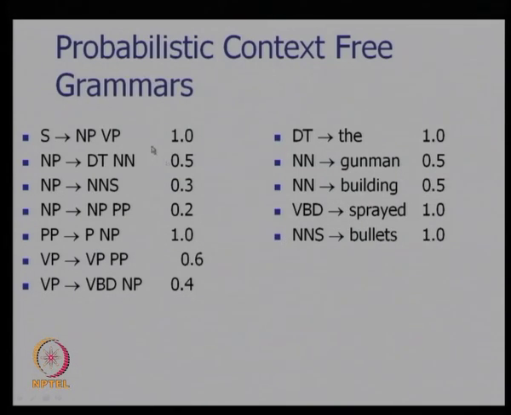So, this is a fragment of the English language. On the right hand side, we have placed what are called lexical rules. These are all rules which go to a terminal or a vocabulary of the language, whereas these are syntactic rules. They capture the grammar of the sentence. For example, how is a noun phrase formed? DT NN, NNS, NP PP. How is a verb phrase formed? Verb phrase and preposition phrase, or a past tense verb and noun phrase. So, this is capturing the syntactic rules, and this is capturing the lexical rules.